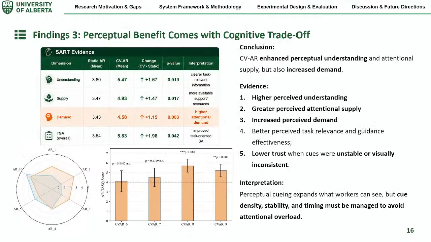And the third finding is that perceptual benefits come with a cognitive trade-off, which means they have higher perceptual understanding and greater perceptual attention supply, while they also increased their perceptual demands. That is what we did not expect at the very beginning, because the perceptual cues expand what workers can see, but the density, stability, and timing must be managed to avoid attentional overload.